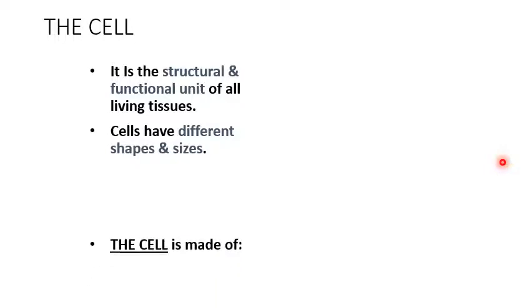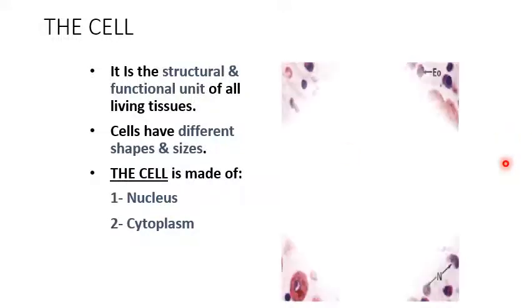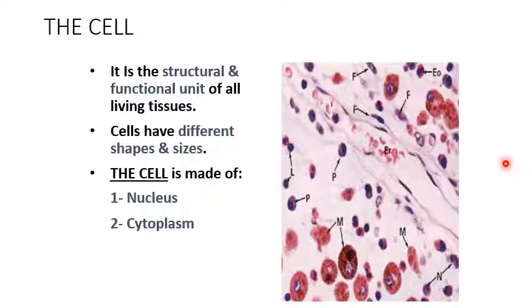Cells have different shapes and size. The cell is made up of nucleus and the cytoplasm. I never call a cell by this name unless it contains nucleus. Is there any part of our tissues that does not contain nucleus? Yes, the red blood corpuscles and the platelets. Okay, so we are going to deal with cells that contain nucleus and cytoplasm.